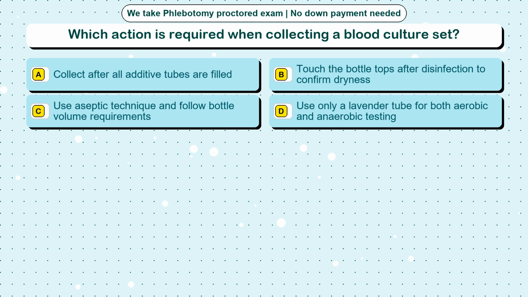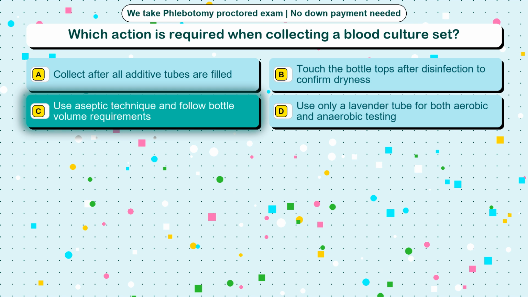Option A, collect after all additive tubes are filled. Option B, touch the bottle tops after disinfection to confirm dryness. Option C, use aseptic technique and follow bottle volume requirements. Option D, use only a lavender tube for both aerobic and anaerobic testing. The correct answer is option C, use aseptic technique and follow bottle volume requirements.